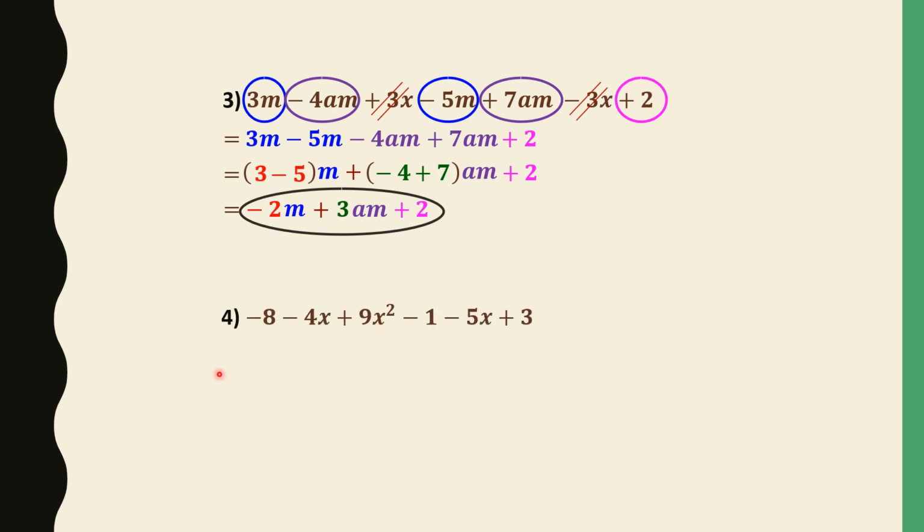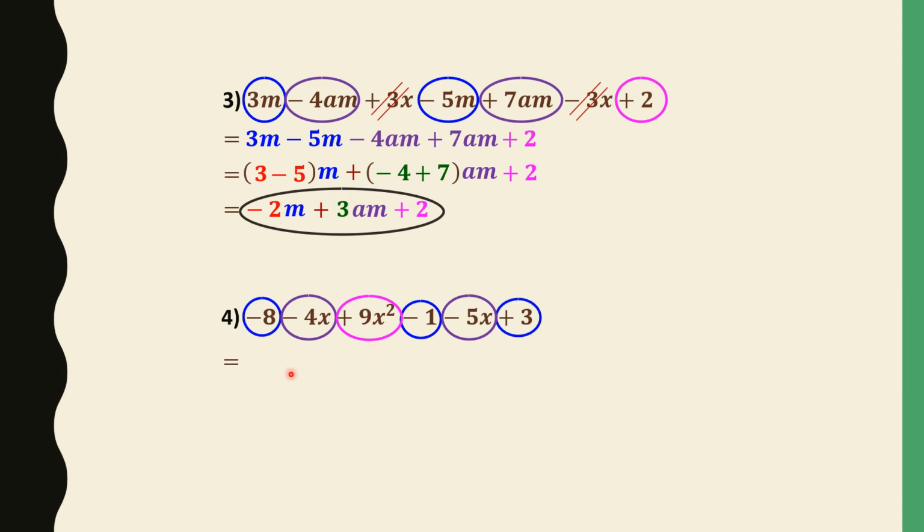Now example 4, here we have the constant negative 8. We have negative 1 and positive 3. We have negative 4x and negative 5x. They are like terms. And we have positive 9x squared.